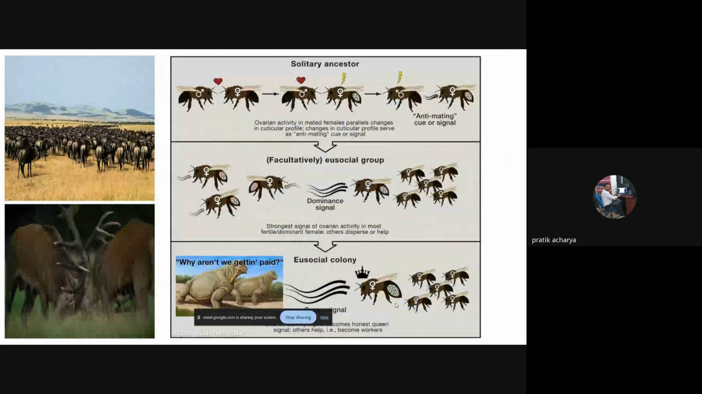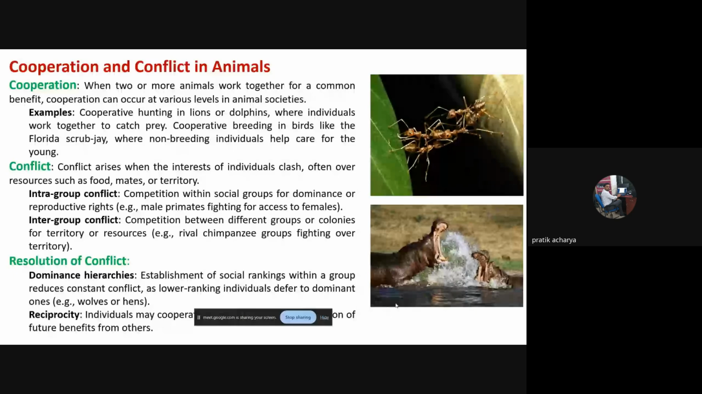These are different pictures of the social organisms. Now we'll go to cooperation and conflict in animals. Social organisms have cooperation, they have to cooperate with each other. They also have certain conflicts. So first we have to understand what cooperation is. When two or more organisms work together for a common benefit, that is called cooperation. Just look at this picture. This shows the cooperative manner.